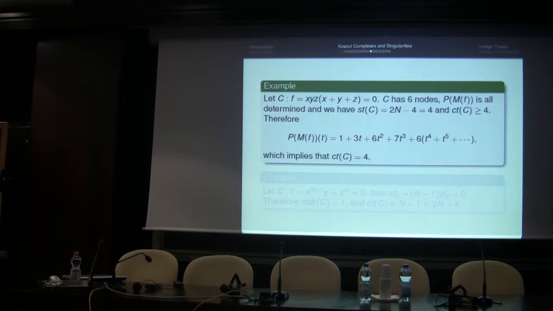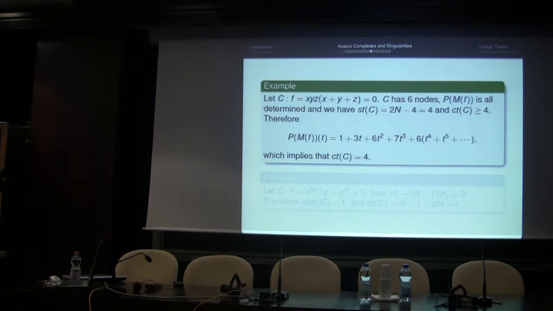So for example, if we take this curve, xyz(x + y + z), so we have four lines. We can draw it like this with the line at infinity. So we have one node, two nodes, three, four, five, six. So we have six nodes.